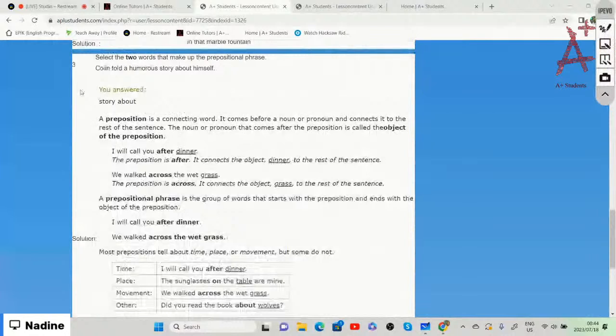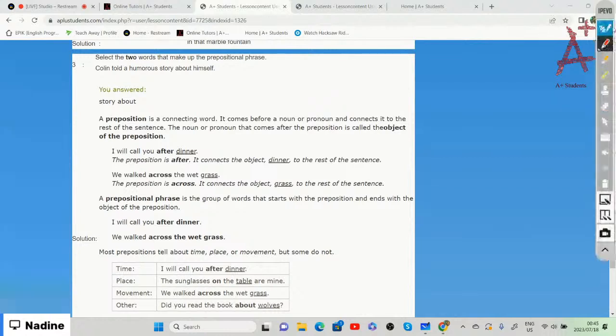Colin told a humorous story about himself. We need to choose only two words, meaning it's only going to be the preposition and the object of the preposition. Our preposition is about, and our object of the preposition is himself. About is the preposition and himself is the object, and that is a prepositional phrase.